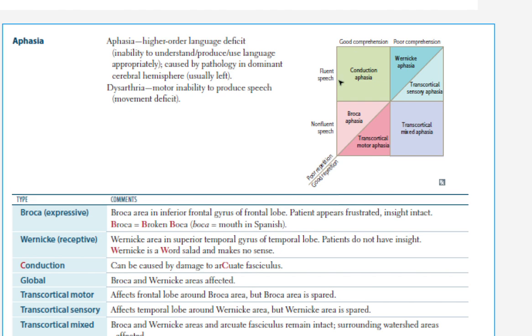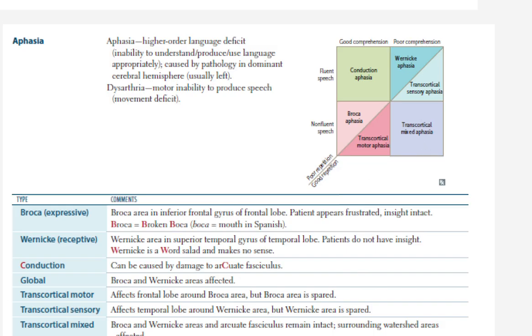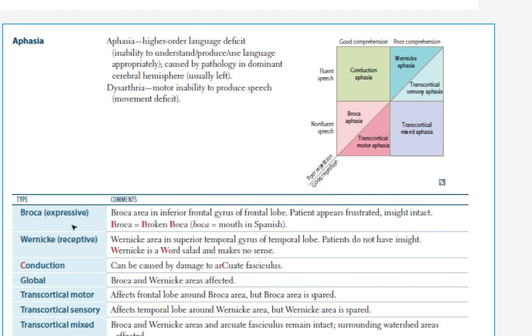Now, good comprehension and fluent speech is basically conduction aphasia, right? And then we have another aphasia where there's poor comprehension and fluent speech, right? You can't understand, but the speech is fluent. That's Wernicke aphasia and transcortical sensory aphasia. We'll see what these are later on. Okay, and then there's good comprehension and non-fluent speech, that's Broca's and transcortical motor aphasia. And there's poor comprehension and non-fluent speech, and that's transcortical mixed aphasia, right? Okay, so first of all, we look at the aphasia.